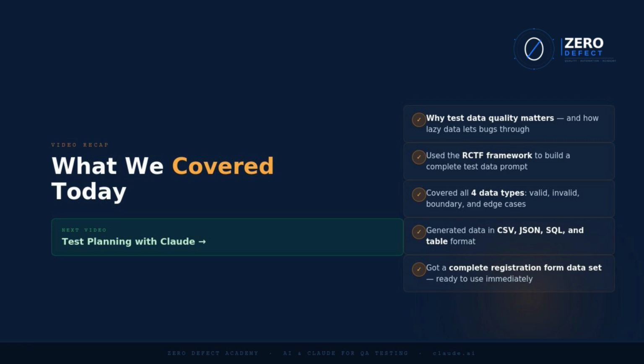Let's wrap up. Today you saw why test data quality is the difference between finding bugs before production and finding them after. We built a complete data prompt using the RCTF framework, covered all 4 data types, and got the output in 4 different formats. The dataset we built today for the ShopMate registration form would have taken 20 to 30 minutes to put together manually. Claude did it in seconds.